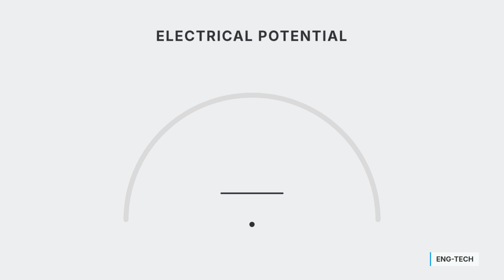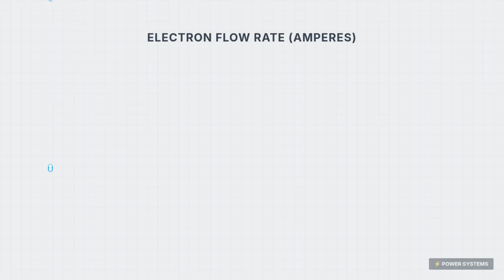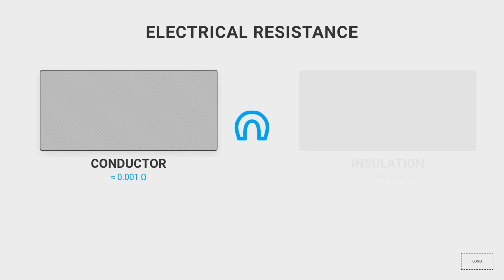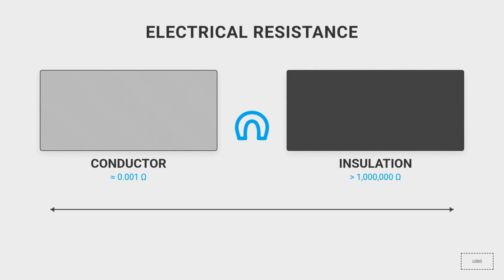Voltage, in volts, is your electrical potential difference. Common values range from 3.3 volts for microcontrollers to 480 volts for three-phase systems. Current, measured in amperes, shows electron flow rate. You'll encounter microamps in signal circuits up to hundreds of amps in power distribution. Resistance in ohms represents opposition to current flow, from fractions of an ohm in conductors to megaohms in insulation.